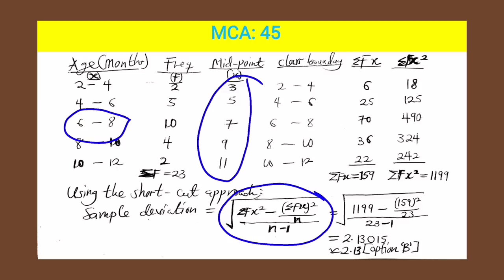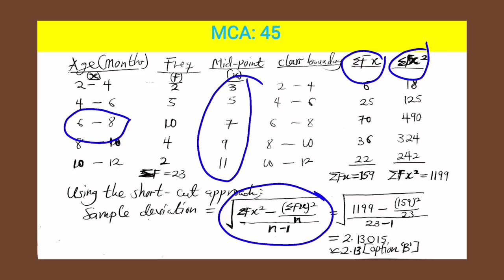And then after that, you also get a column for your class boundary. It's very important. And then, based on the formula, you will get a column for summation f of x, and you get a column for summation f of x squared. So once you get a summation f of x, you also get a column for summation f of x squared.